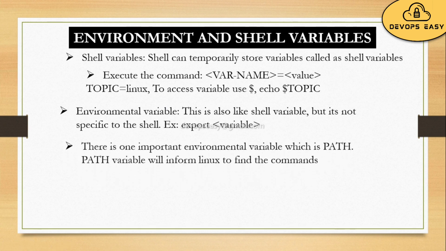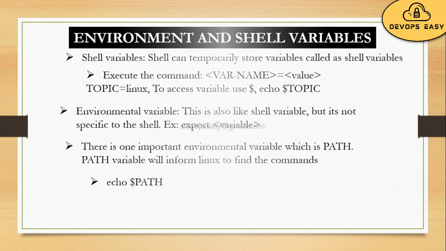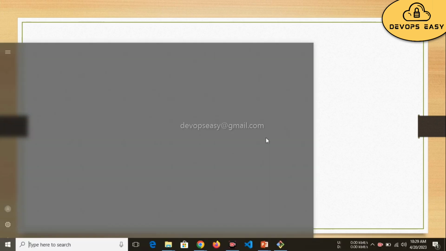There is one more important environmental variable, which is PATH. I will show you, then you will get some clarity. If you enter echo dollar PATH, you will see whatever was added in that path folder. So now let us do it practically.